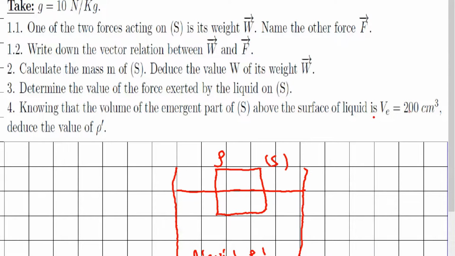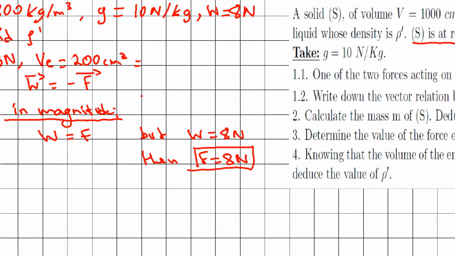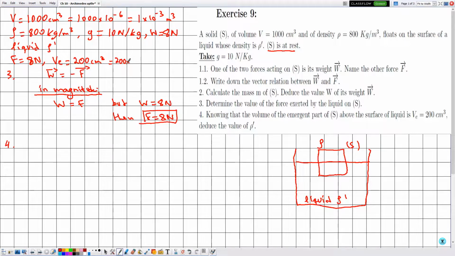Now in number 4, they are telling me, knowing that the volume of the emergent part of S above the surface of the liquid is VE is equal to 200 centimeter cube. So the volume of the emergent part is given by 200 centimeter cube. Knowing that centimeter cube is not the SI unit of volume, in order to convert from centimeter cube to the SI, which is meter cube, we multiply by 10 to the power minus 6. Then 200 multiplied by 10 to the power minus 6. Then the emergent volume is given by 0.2 times 10 to the power minus 3 meter cube.